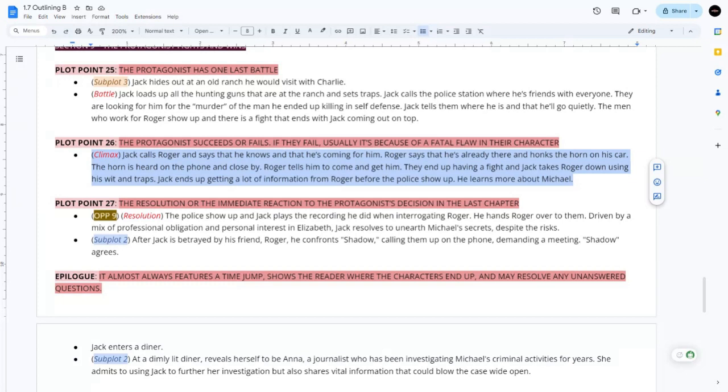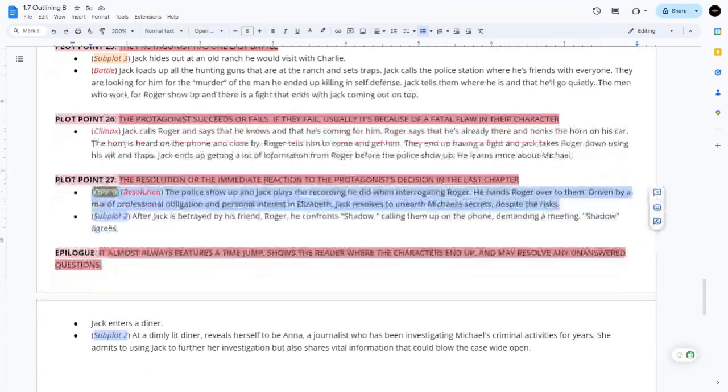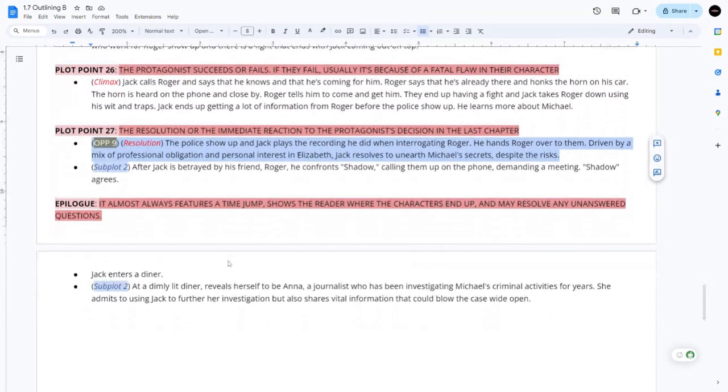He learns more about Michael, which takes us to the last plot point, the resolution. The police show up, and Jack plays the recording he made when interrogating Roger. He hands Roger over to them. And now the original plot point is driven by a mix of professional obligation and personal interest in Elizabeth. Jack resolves to unearth Michael's secret despite the risks, so that we know where the next book is going, right?